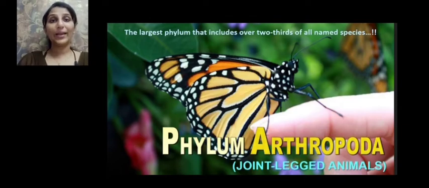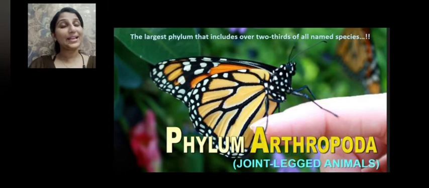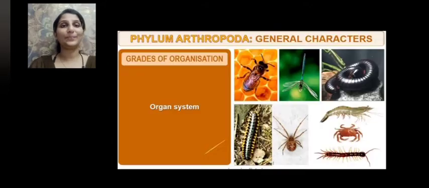Today we are going to begin with phylum Arthropoda. Arthropoda means all those animals which have jointed legs come under the phylum Arthropoda. I repeat, all those animals which have jointed legs. Poda means feet. So those having jointed feet come under phylum Arthropoda. This is the largest phylum that includes over two-thirds of all the named species. So let us learn in detail about phylum Arthropoda.